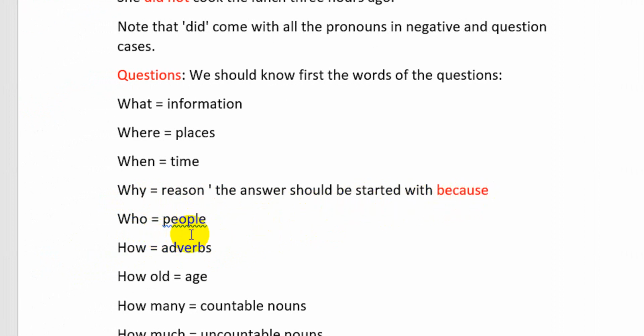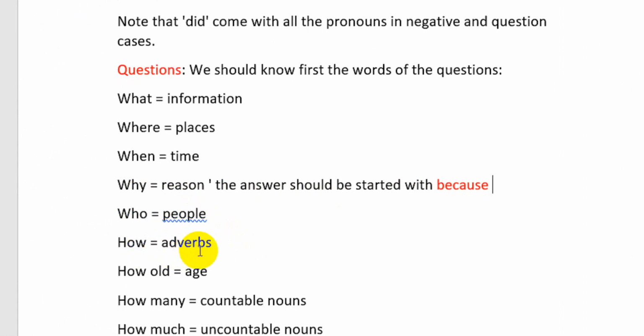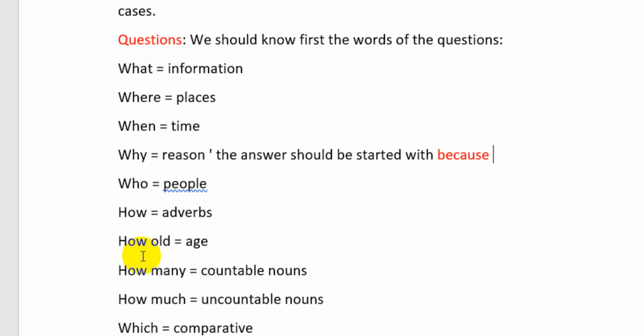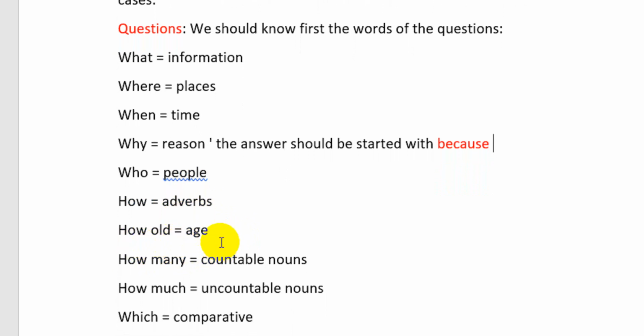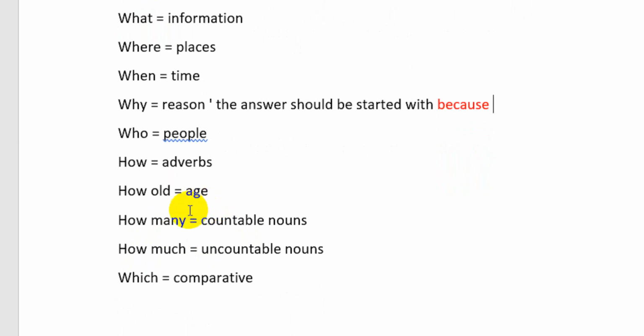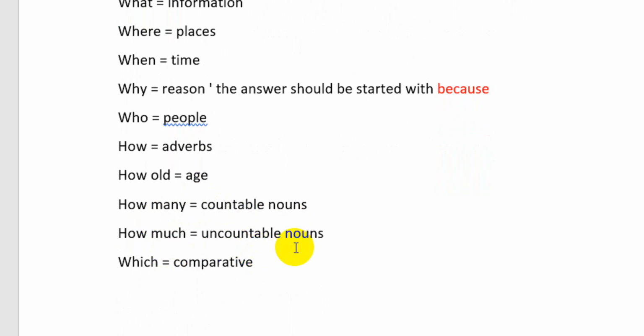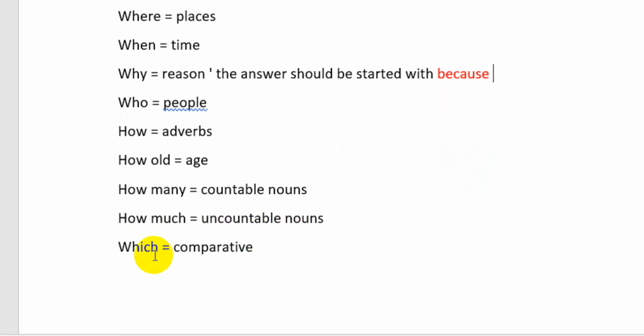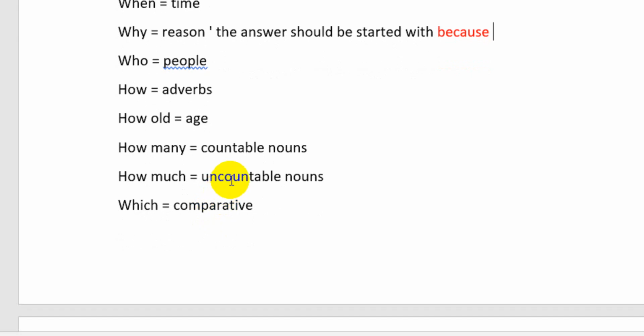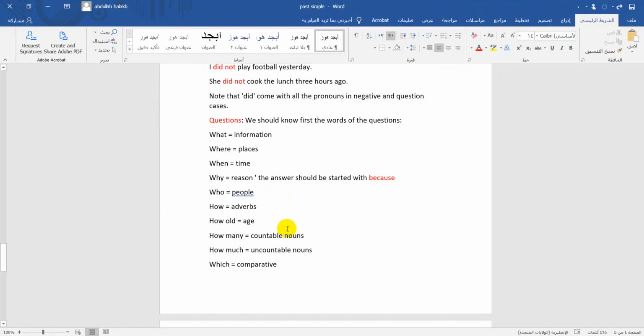Who, من، تستخدم للسؤال عن الأشخاص اللي هي people. How كيف للسؤال عن الأحوال. how old العمر أو كم العمر تستخدم للسؤال عن الage. how many تستخدم للسؤال عن الشيء المعدود كم العدد. how much تستخدم للسؤال عن الشيء الغير معدود uncountable nouns. which للسؤال عن المقارنة أيهما أفضل. Okay, which one is more expensive, your car or my car. okay هذا السؤال يستخدم للمقارنة بشكل عام.